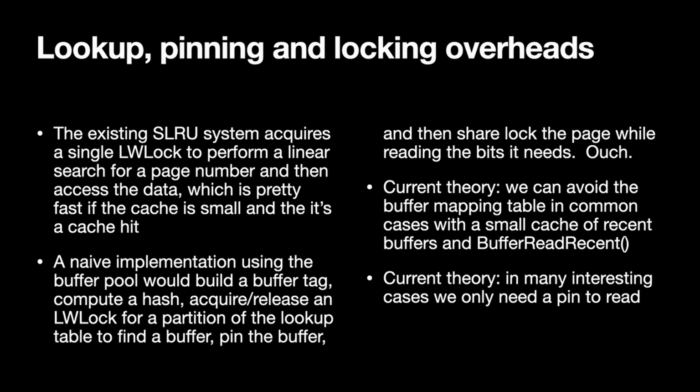As for trying to avoid the extra cost of the buffer mapping table lookup, I found that it's pretty easy to avoid that in common cases by having a small cache of page numbers to buffer numbers, and trying to use that, because actually a lot of these pages get accessed many, many times, especially the C log pages. They're super hot in some workloads. They get very high numbers of cache hits on a single page repeatedly. And the page is almost certainly going to be in the same buffer each time.